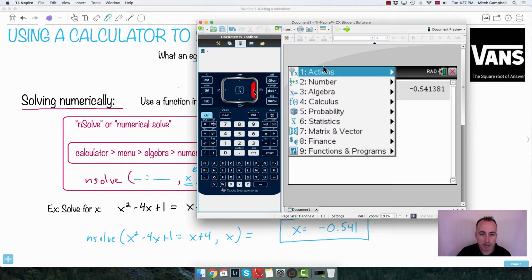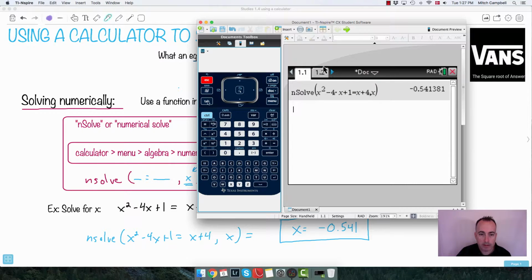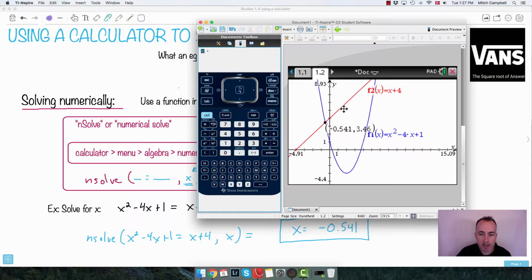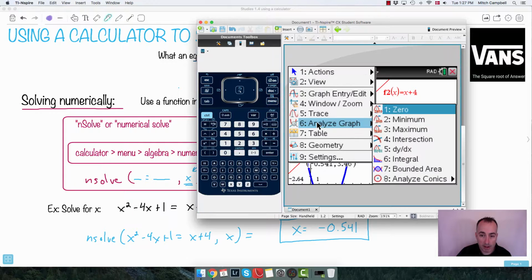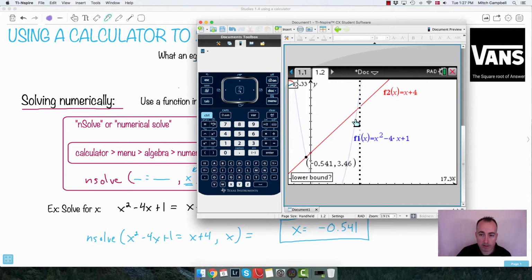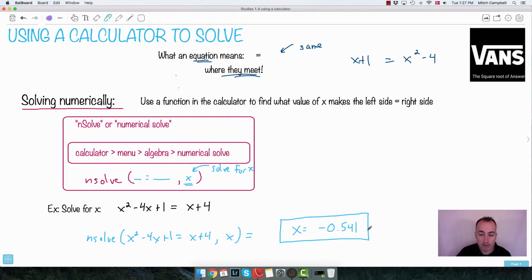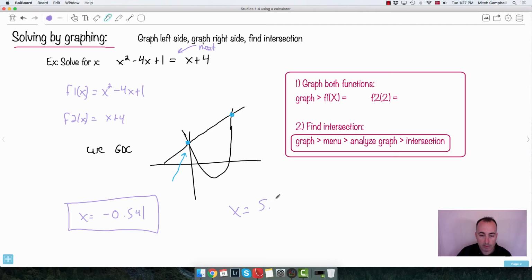In any case, let's say I want to do the second of these roots here. Let's see here, I guess I need to escape here first. There we go. So I'm back to my graph. If I want to find out the second intersection right here, I can actually see it right here. I can again do menu. I want to analyze the graph, and I want to do the intersection. And it asks me lower bound. It just basically wants a guess, so you can sort of put it in. It's at 5.54. So that's the other place where they meet. So fine. The other answer is 5.54. Technically, there's two answers here. So that's how we can solve by graphing.